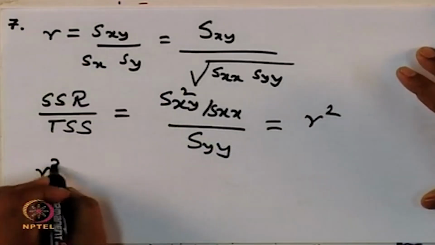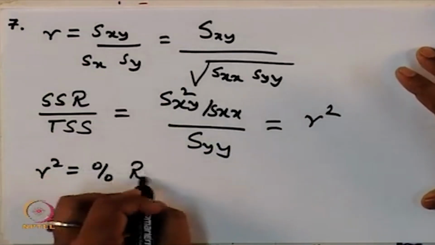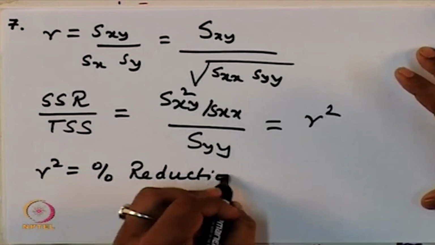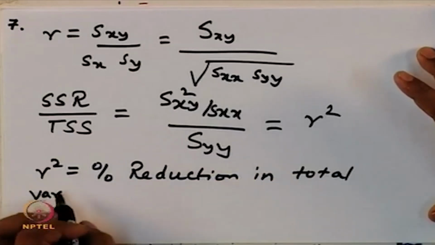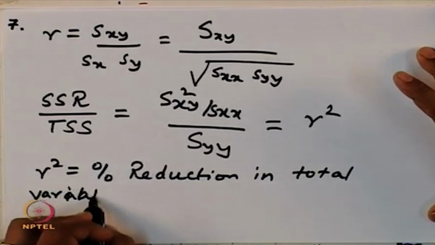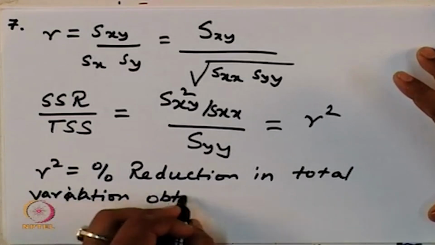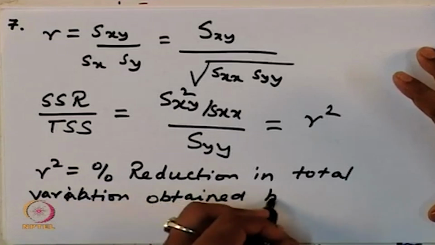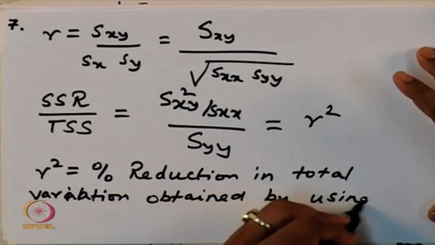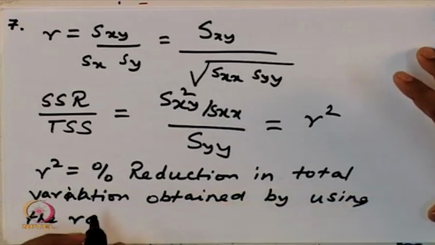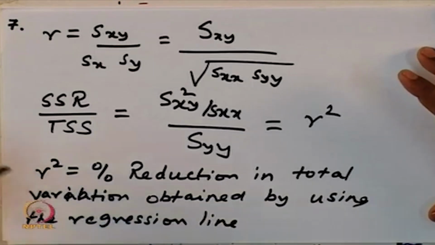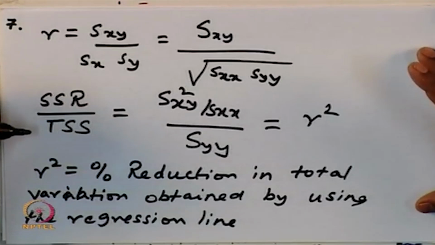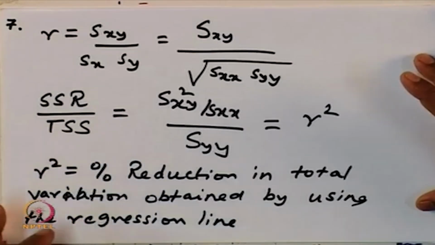So, you can say that R square is the percentage reduction in total variation obtained by using the regression line. So, R is nothing but square root of SSR by TSS. One other thing.